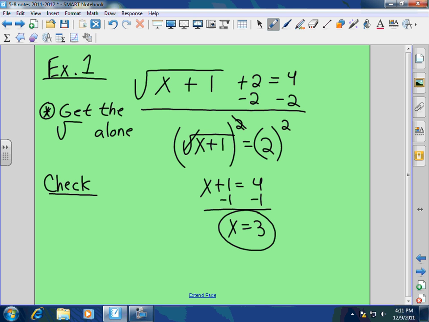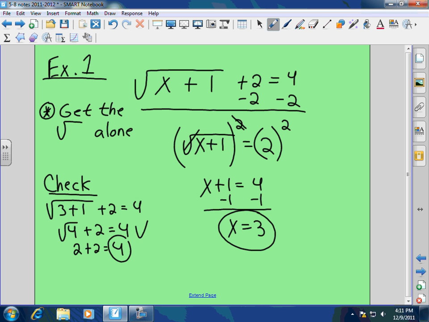Okay, so in this particular case, let's check 3. If I have the square root of x, which is 3, plus 1 plus 2, does that equal 4? Well, this is the square root of 4 plus 2, does that equal 4? This is 2 plus 2, which equals 4, so it works. We checked it, we solved it, it works. X equals 3. That is the solution.